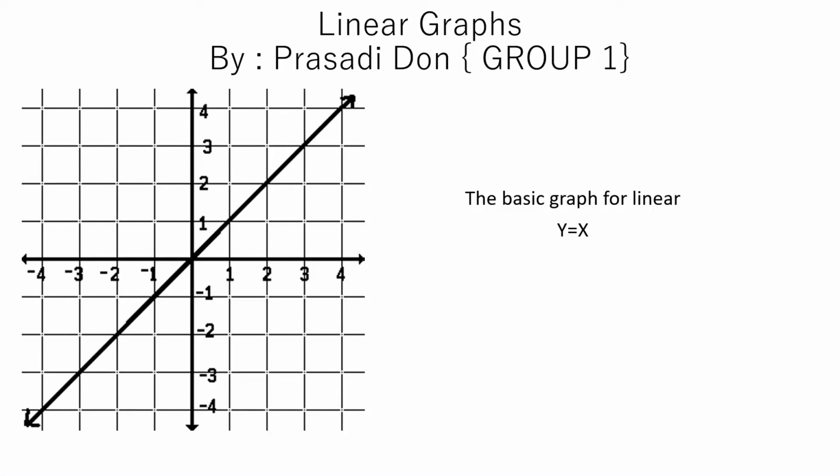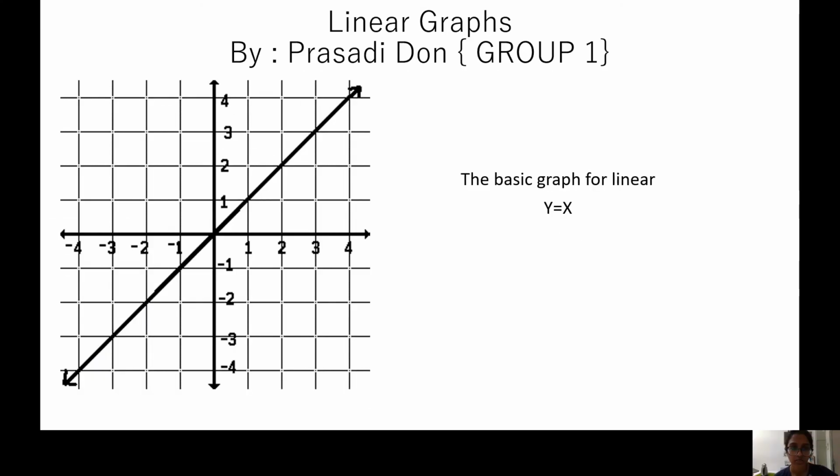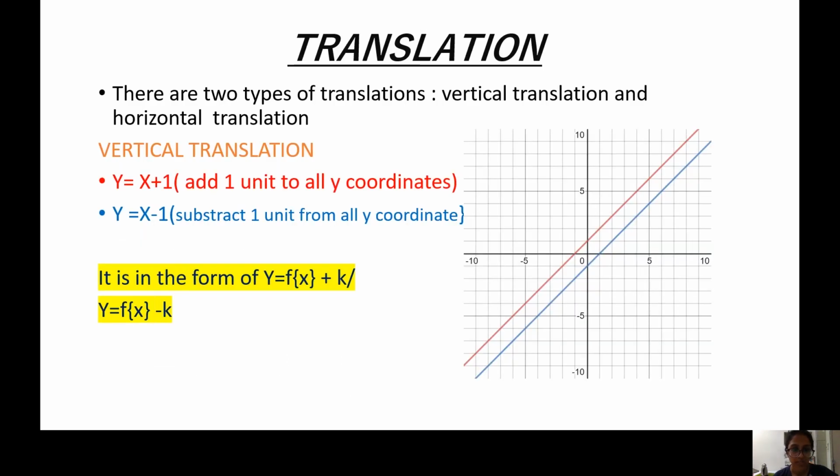My part is to do the linear graph. From this screen, you can see that this is the basic form of the linear graph, which is y equals x. There are two types of translation: vertical translation and horizontal translation.